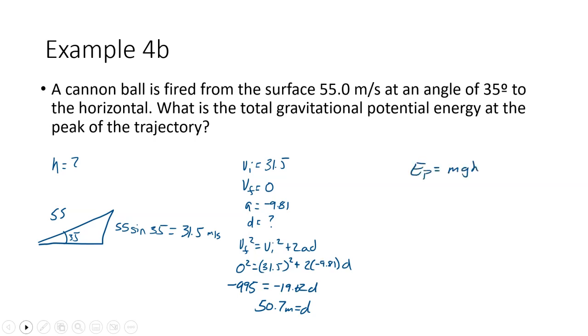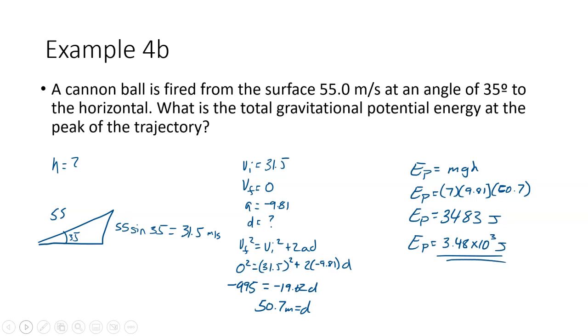Which means the potential energy at the top is going to be equal to the mass times the acceleration due to gravity times the height. That gets you 3,483 joules, right? Or 3.48 times 10 to the 3 joules.